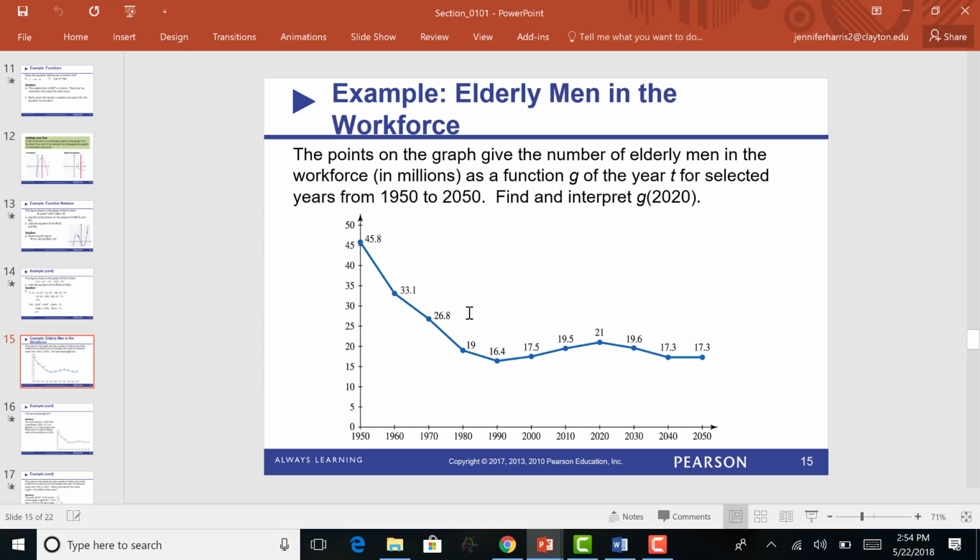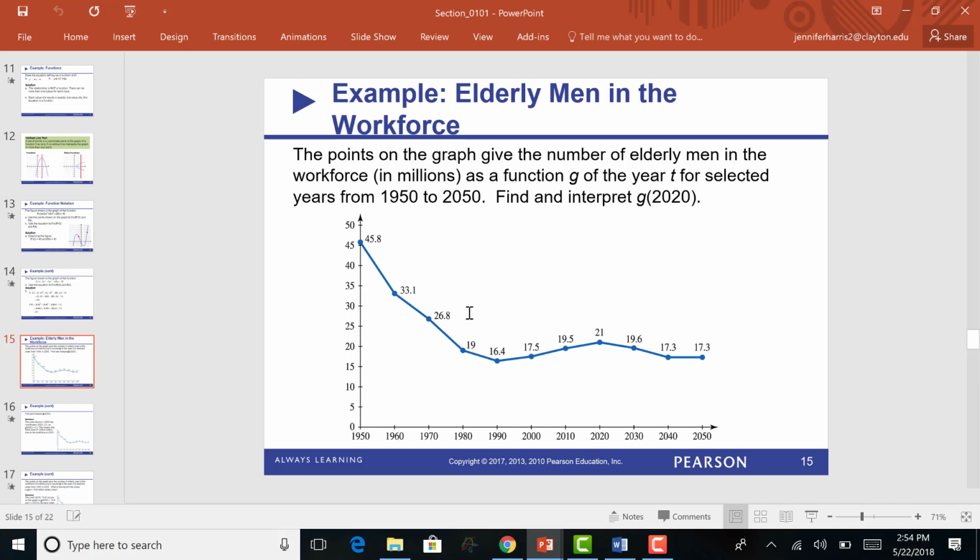Next slide. Alrighty. Back to real life again. All right, the points on the graph give the number of elderly men in the workforce, in the millions, as a function G of the year T for selected years. What letters of the alphabet are they using for the variables this time? G and T. Now you've got to know which one is output and which one is input. Which one do you think is output and which one is input? G is output and T is the input.